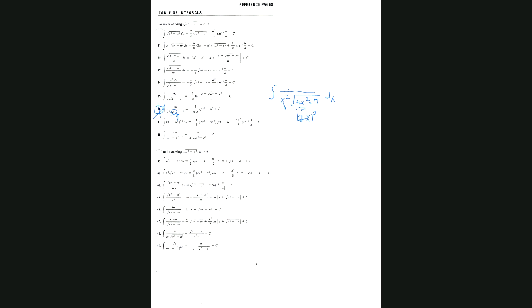So we have a variable squared minus a constant squared under the square root. 7 can be thought of as root 7 squared. But it's not a perfect match. All right, is that good before we move on to formula 45? All right, Tina, very good. All right, Snega. All right, so on to formula 45.